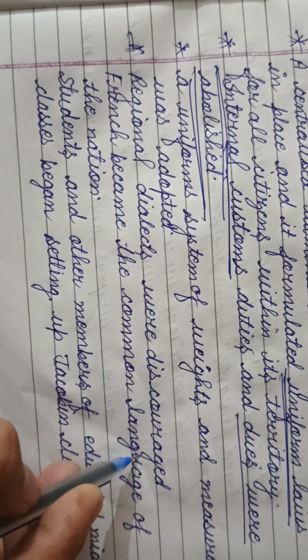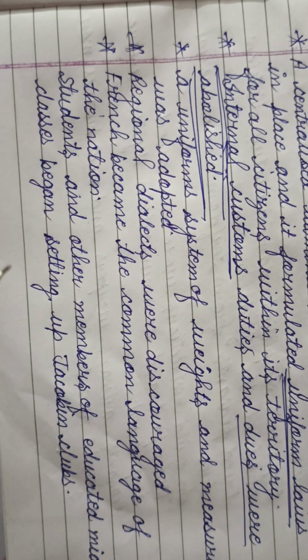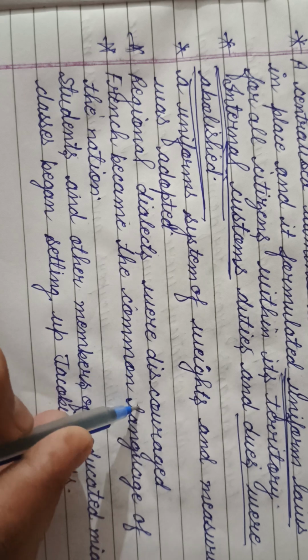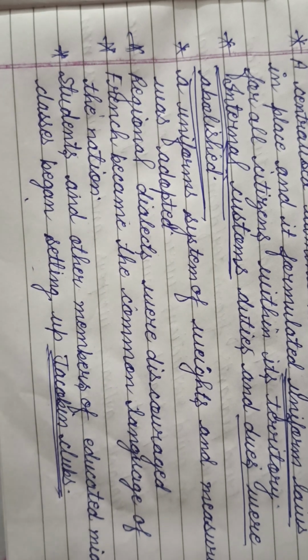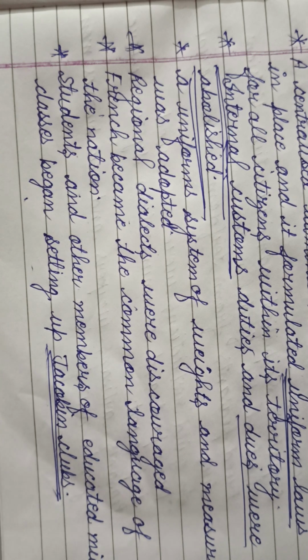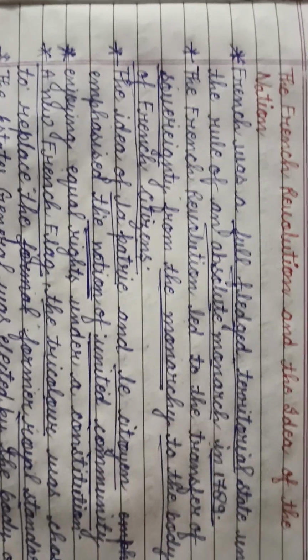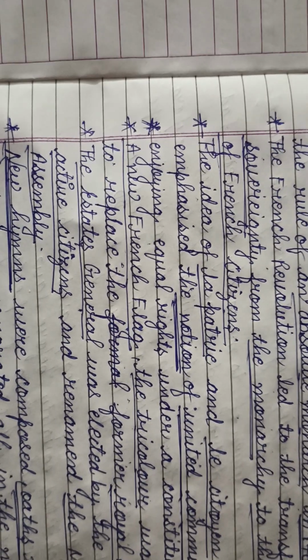Regional dialects were discouraged. French became the common language of the nation. Next, students and other members of the educated middle classes began setting up Jacobin clubs. Who formed the Jacobin clubs? Students and other members of the educated middle class. They were the new middle class. So this was our topic, the French Revolution and the Idea of the Nation.